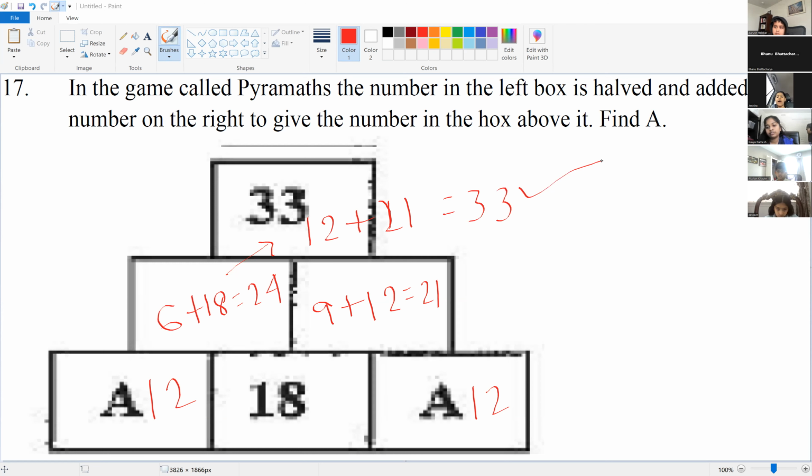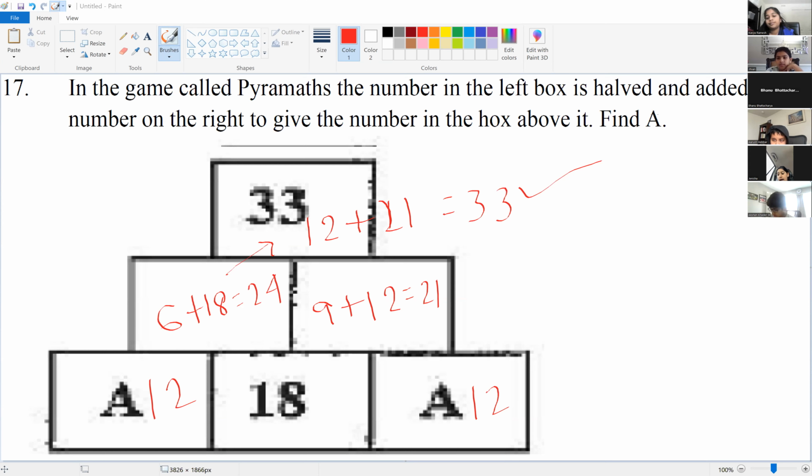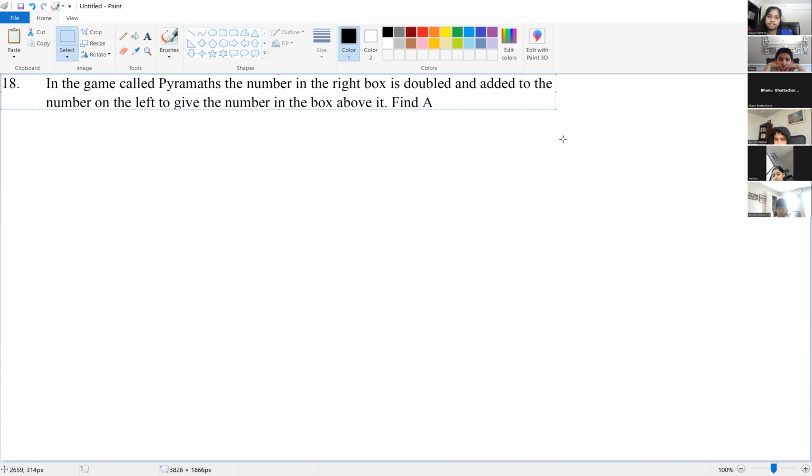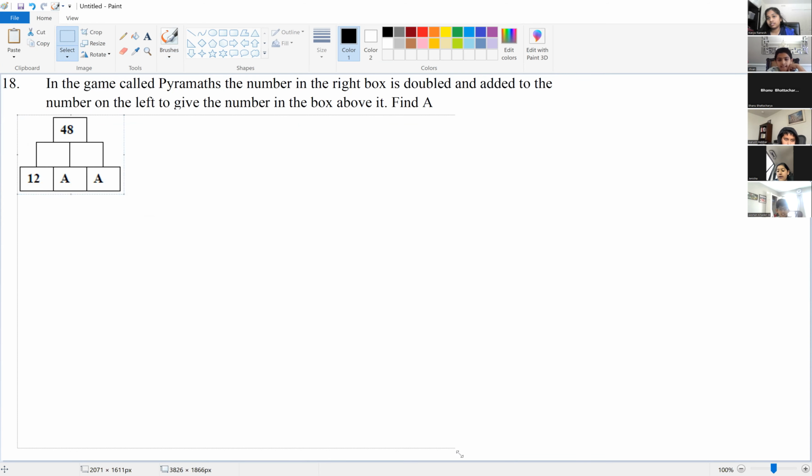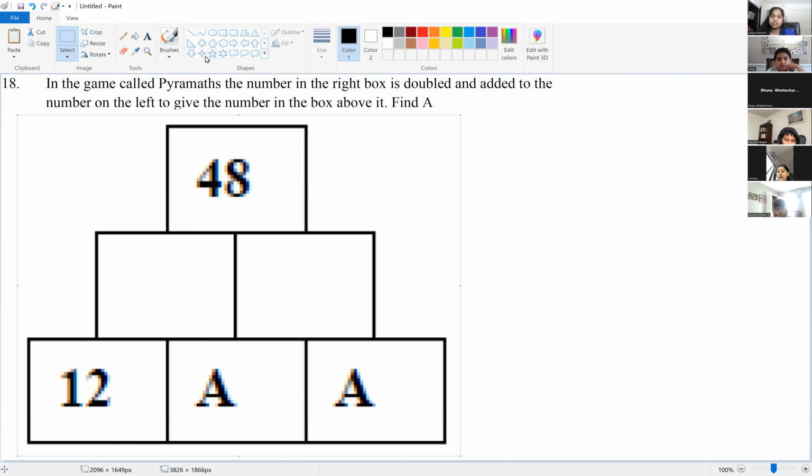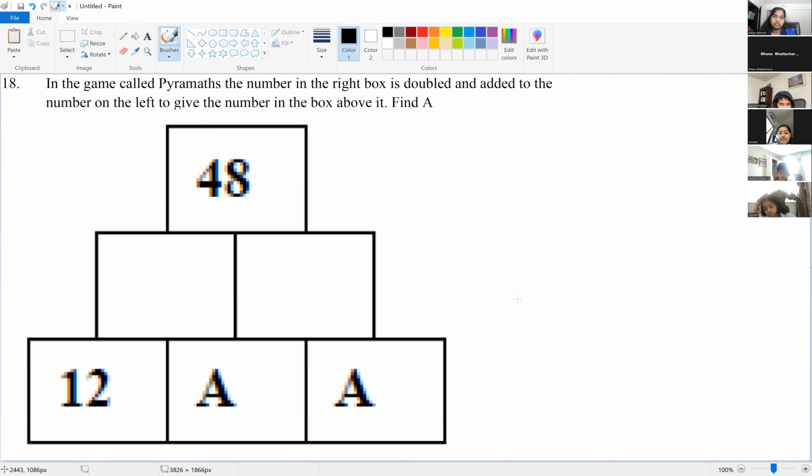Next one is 18. So this is another similar question. Anybody writing? Again, the number in the right box is doubled and added to the number on the left. Oh, wait, is this the same thing except it's the right box that is doubled? Yep, that is correct.